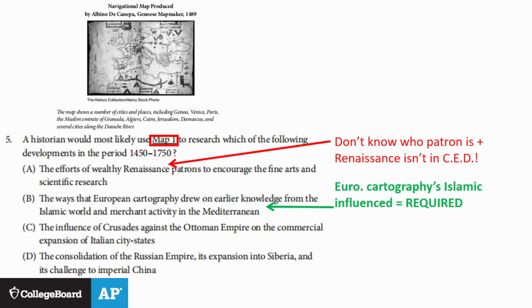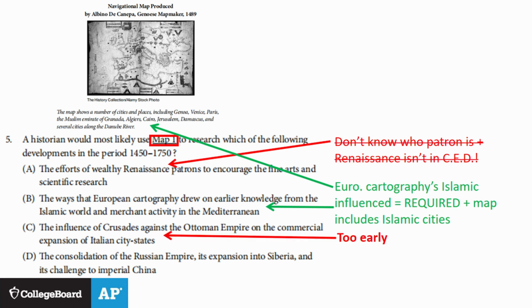Why? Firstly, because we know from topic 4.1 that we are required to know about how Europeans were influenced by Islamic scholarship, particularly in cartography. And this is a map, so cartography is quite relevant. And the map includes many cities in the Muslim world. So B is definitely better than A. Eliminate A. C is outside the time period. The Crusades were earlier, plus they weren't against the Ottoman Empire, and it's just not relevant to this map. Eliminate C. D is wrong because this map doesn't indicate anything about the Russian expansion into Siberia.